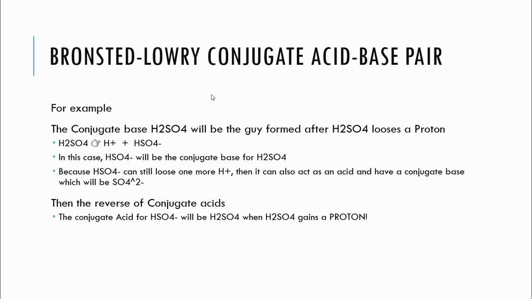Because we still have H in HSO4 minus, it can still use that H, right? That means HSO4 minus, which is a conjugate base, can still even act as an acid, but it will be a weak acid. And when it loses that second hydrogen, it becomes what? SO4 2-. So SO4 2- is now the conjugate base of what? HSO4 minus. That means if they ask what is the conjugate base of H2SO4 and you see SO4 2-, that would be wrong, because SO4 2- is the conjugate base of HSO4 minus, not H2SO4.